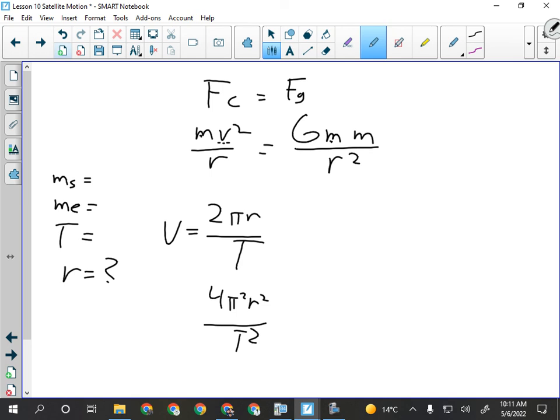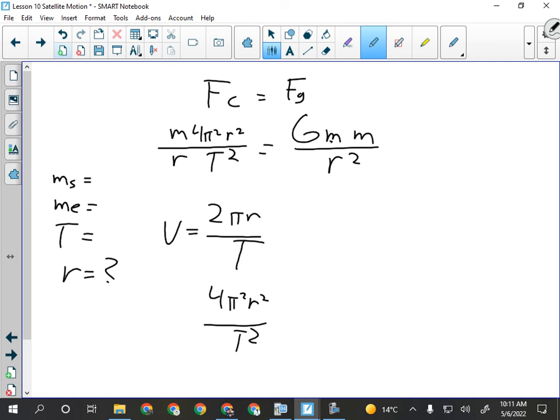That wasn't very hard. Now all I have to do is take this and jam it into this formula. Which sounds exactly like what I'm going to do. I'm literally just going to jam it in that formula. So I'm going to leave m, and I'm going to leave r. Those aren't going to change. They're still there. And I'm going to put this in instead of v. So 4 pi squared r squared over t squared.